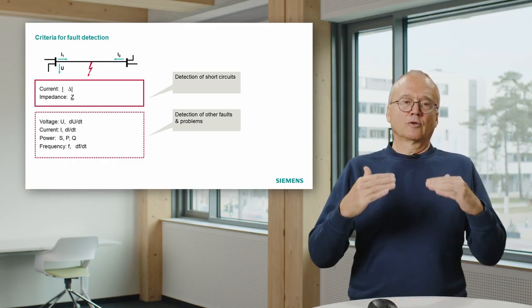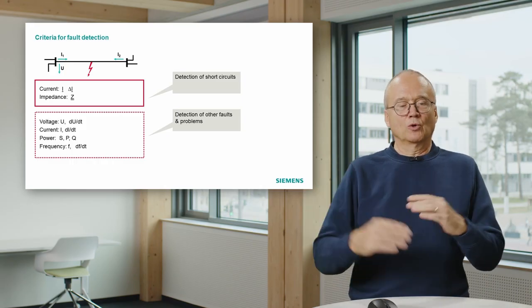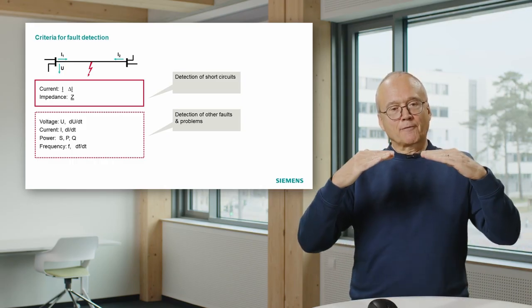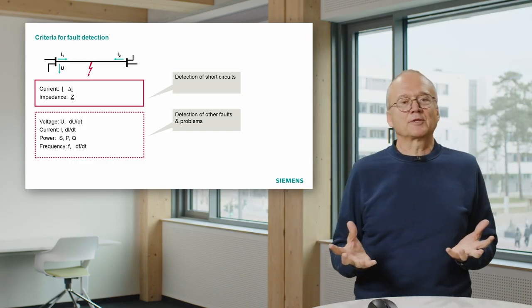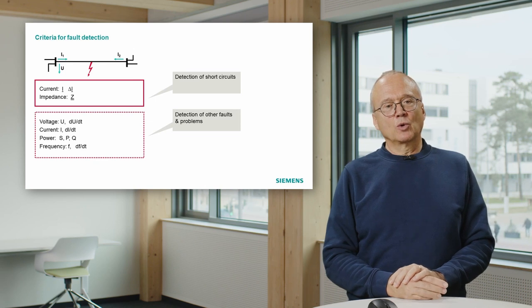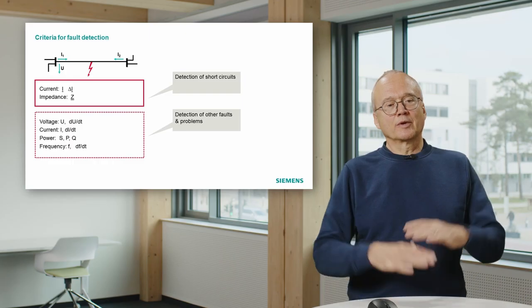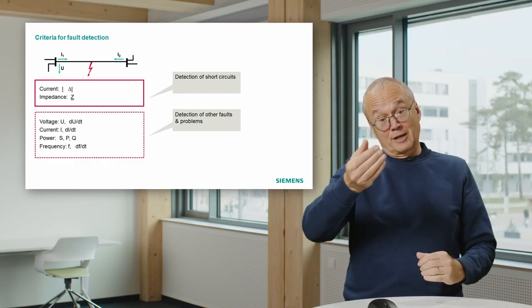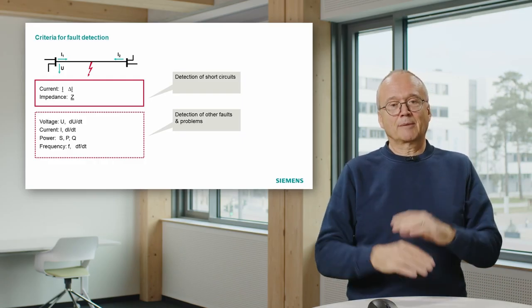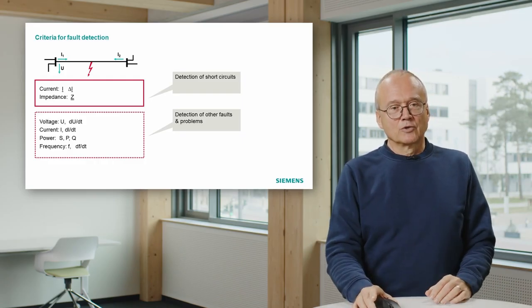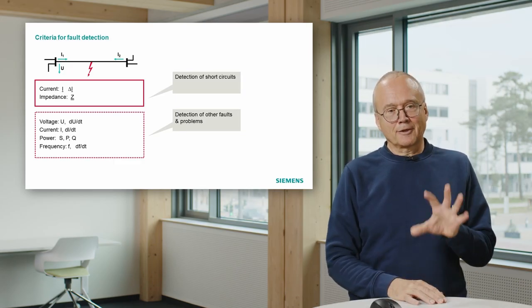You may know that normally the frequency is very close to nominal frequency, 50 Hertz or 60 Hertz. And if the frequency goes down, it's an indication that there's a lack of power in the system. So what we often have in the systems is that if we see the frequency goes down, or we have a certain rate of change of frequency, we disconnect loads to stabilize the system. So these criteria here on the bottom are used to detect other faults.